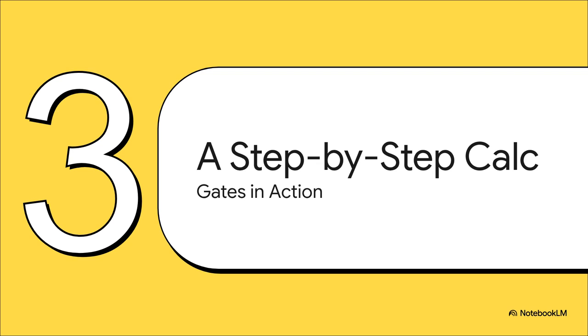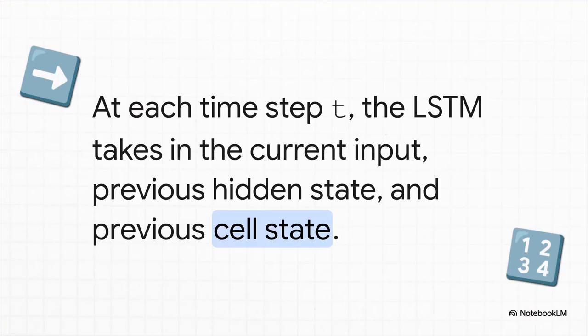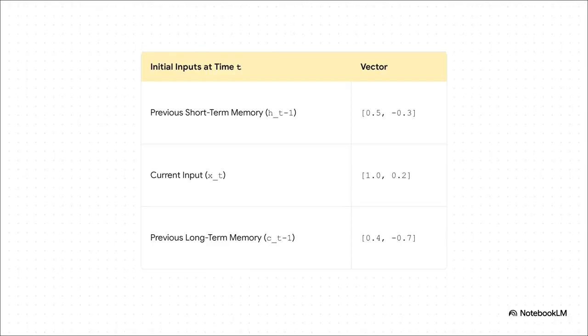So, we've talked about the what. Now let's get our hands dirty and see the how. We're going to walk through a single calculation, step by step, to actually see these gates in action and watch how memory gets updated. All right, to really see how this works, we need to kind of freeze time. Let's just pause the whole network at one specific moment. And at this instant, it's juggling three things: a new piece of input, its short-term memory from the last step, and of course, its long-term memory from that same last step. Here are our starting ingredients, and they're represented as these lists of numbers that we call vectors.